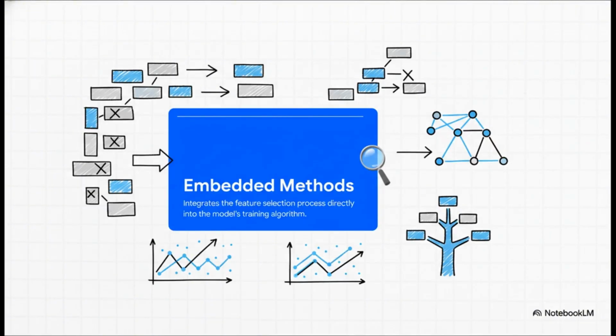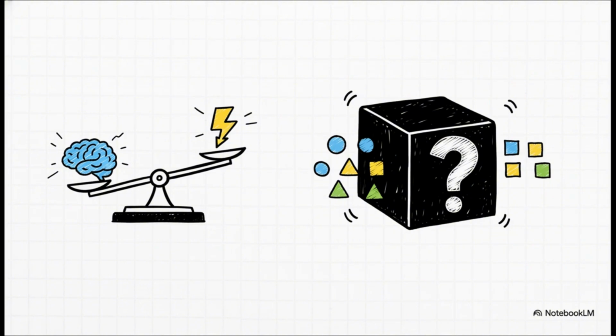That's the promise of embedded methods. With these techniques, feature selection isn't a separate step before training. It happens during the model training process. It's like having a brilliant coach on the sidelines who is making adjustments to the lineup in real time as the game unfolds. Embedded methods really hit a sweet spot.